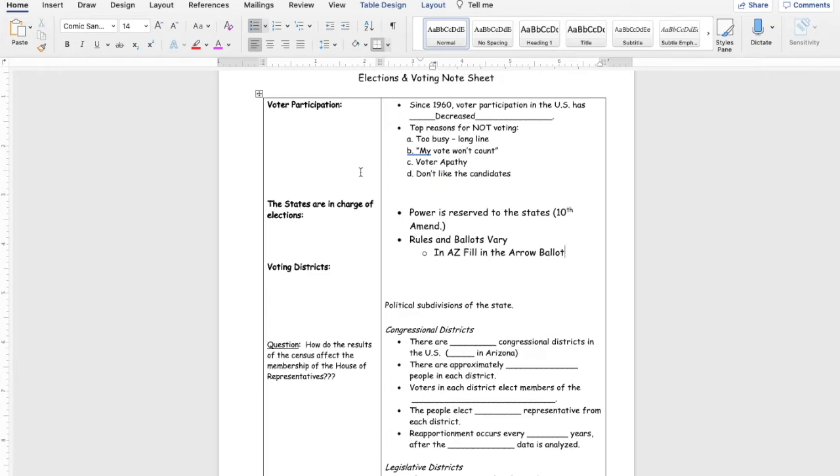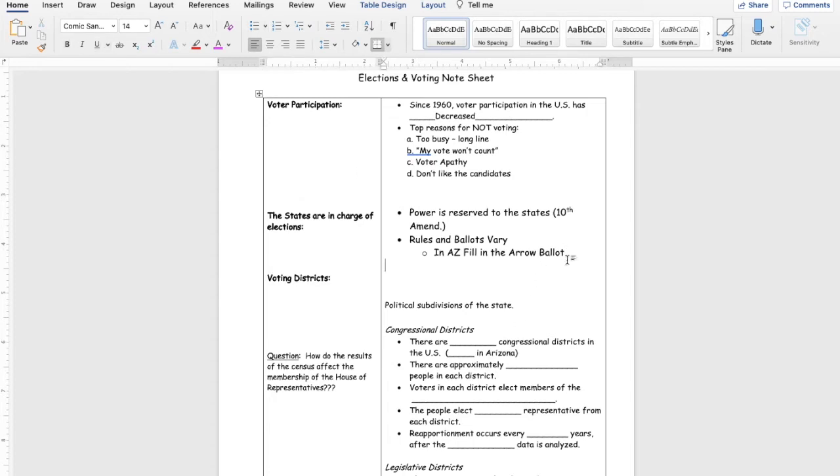Some other states might have a pull-the-lever ballot, where you pull a lever for the person you're voting for. Some have a chad, where you push it through. If you've ever seen a ballot with little perforated circles, you punch out the hole for the person you want to vote for. Others have it all digital. There's a whole lot going on. Arizona has the fill-in-the-arrow type of ballot.